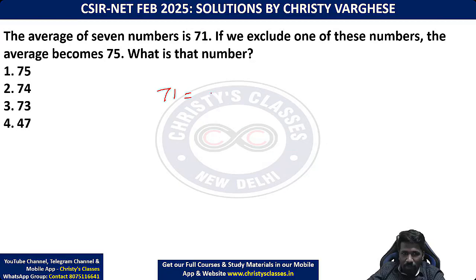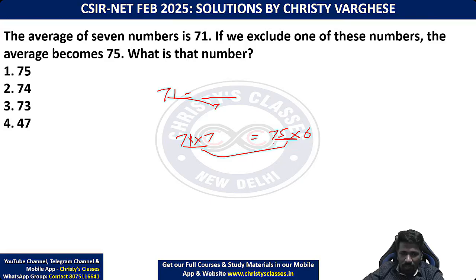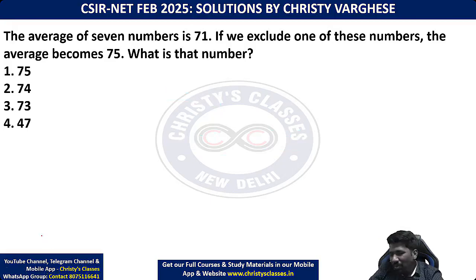That is sum of 7 observations divided by 7. That means 71 into 7 is the total sum of observations. Now, the new average is 75 for 6 observations. So 75 into 6. Finding this value, the difference of it and dividing it, that is all possible. But I will not recommend that method at all, because that is the school math method.